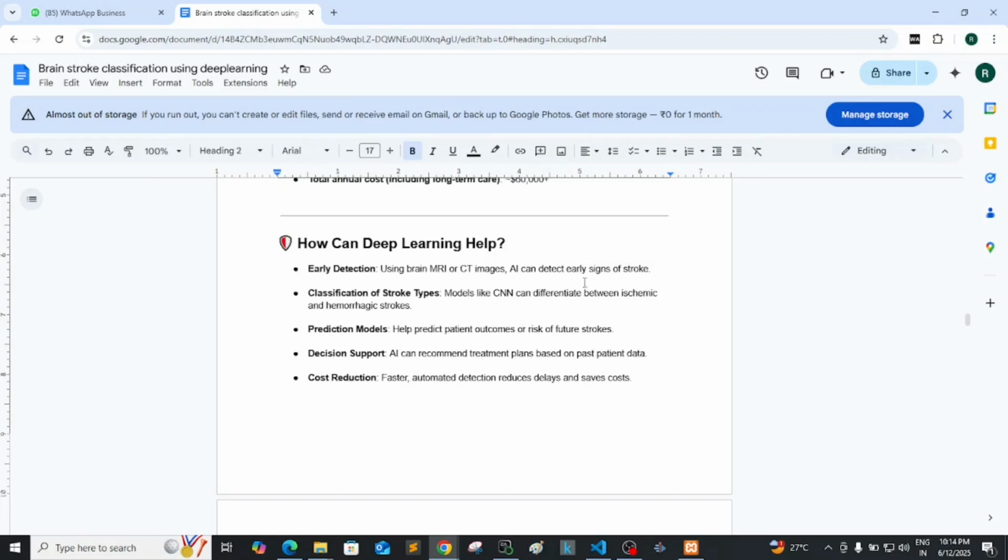and one among them is they can do early sign detection with better accuracy than human beings, and they can even classify different types of strokes properly. So when they can properly detect the type, then treatment becomes very easy. When you do the targeted treatment, you will get the best results. And for doctors, decision support will also be there, and cost reduction will happen because faster, automated data reduces delays and saves costs.